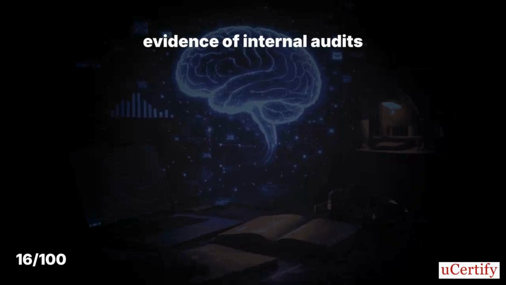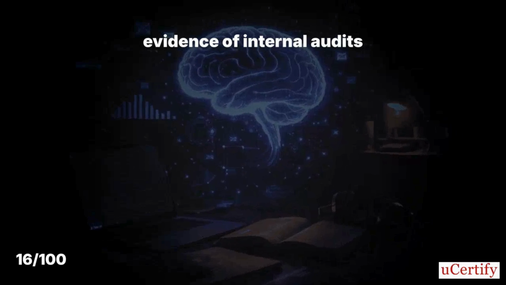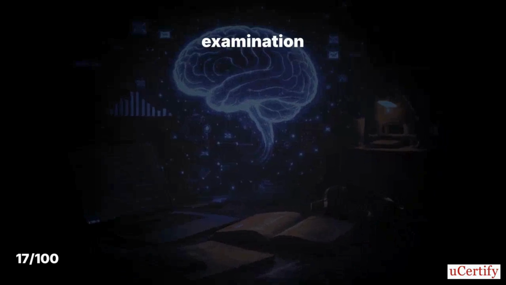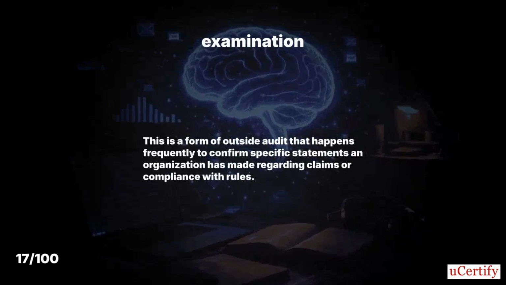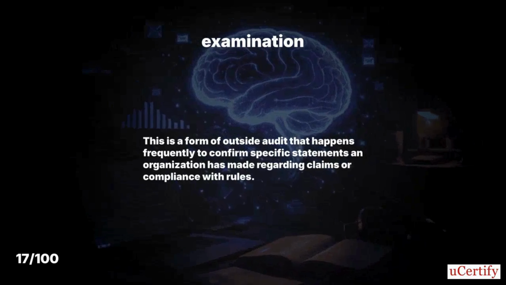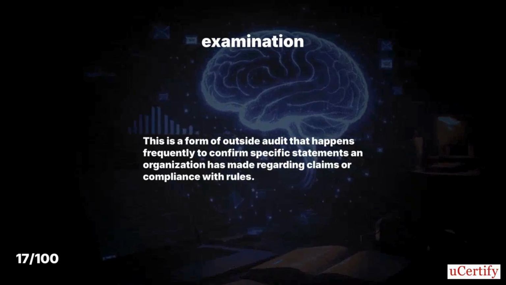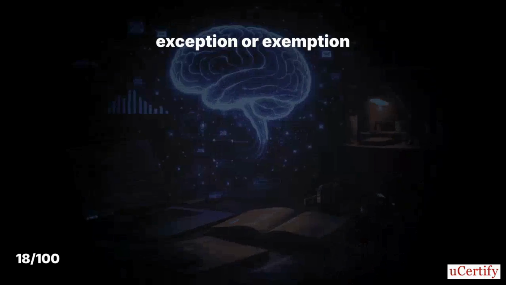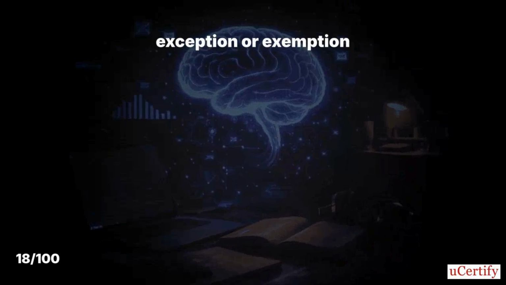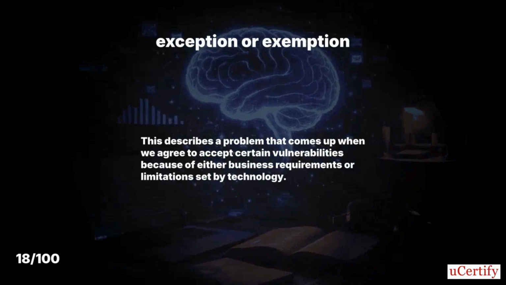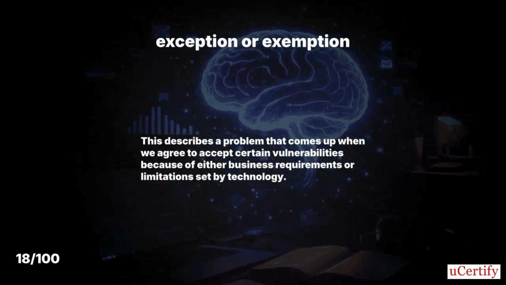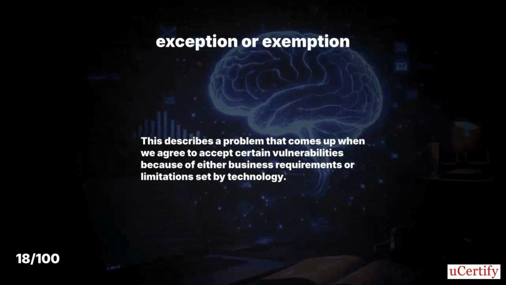This refers to the specific documents and results that come from the audits that were performed internally within a vendor's organization. Examination. This is a form of outside audit that happens frequently to confirm specific statements an organization has made regarding claims or compliance with rules. Exception or exemption. This describes a problem that comes up when we agree to accept certain vulnerabilities because of either business requirements or limitations set by technology.